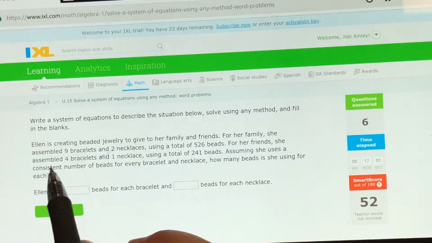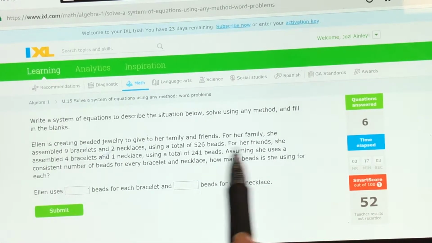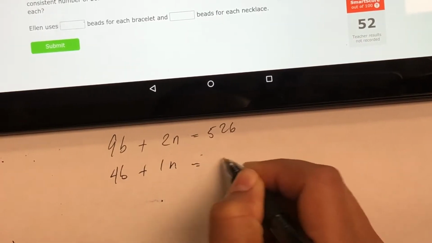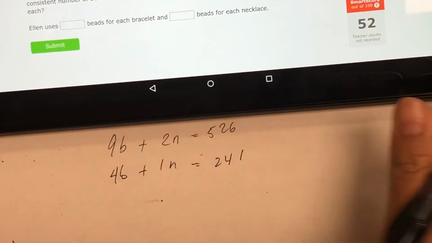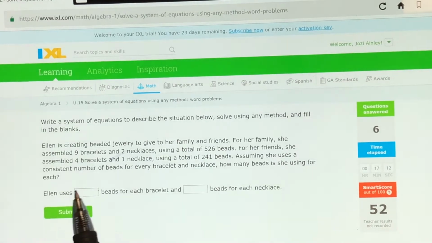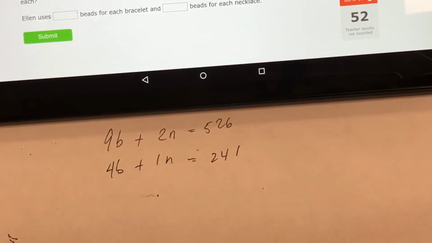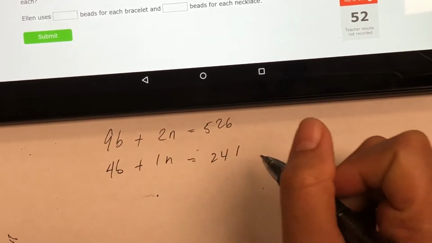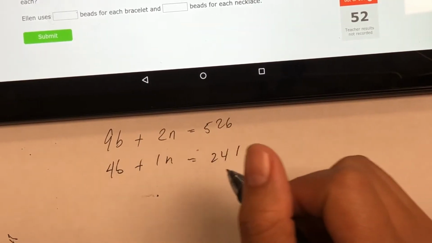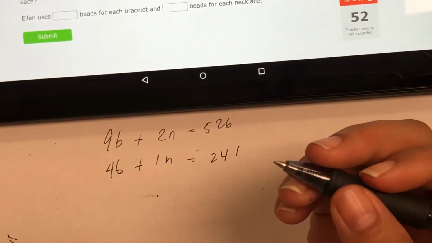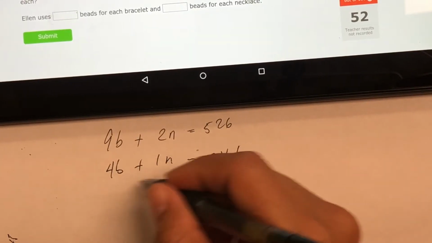For her friends, she assembled 4 bracelets and 1 necklace, 241. So 4 bracelets plus 1 necklace equals 241. Assuming she uses a consistent number of beads in every bracelet and every necklace, how many beads does she use for each? Okay, so again, we can do elimination. We can sort this out and put it in a calculator, just whichever way is easier for you. For me, I'm just going to do elimination since it's already here.